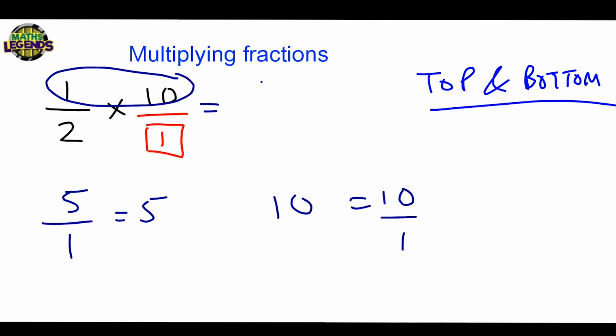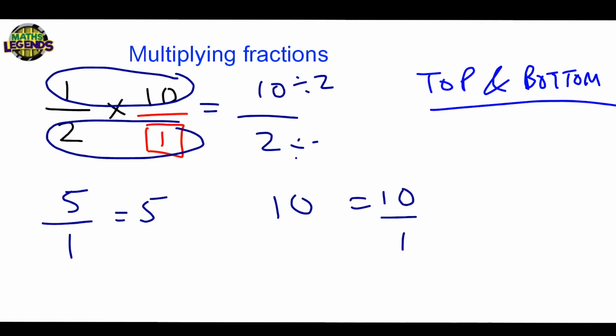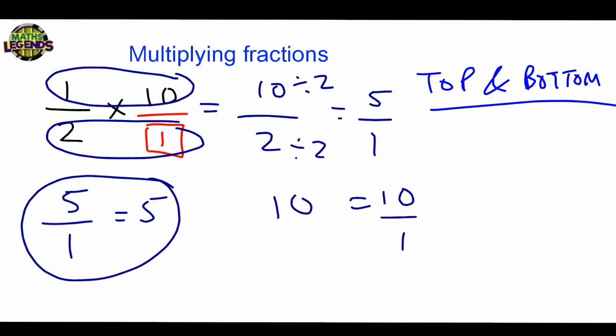So we do the top, that's 10, and then we do the bottom, which is 2. So 2 times 1 is 2, 1 times 10 is 10. We simplify top and bottom. We simplify the top by dividing by 2, and then we divide the bottom by 2 as well. It must be the same, and that becomes 5/1, which, as we've just seen, is equal to 5. So we can simplify further and call that 5. So our answer here is 5.